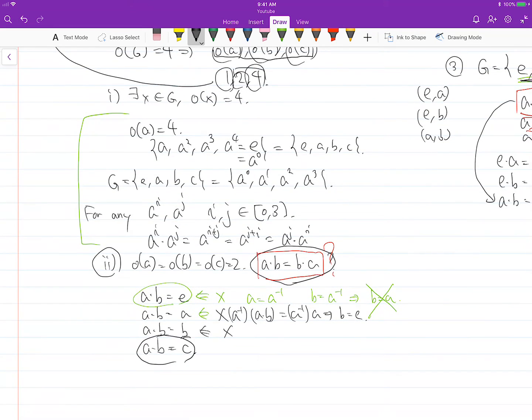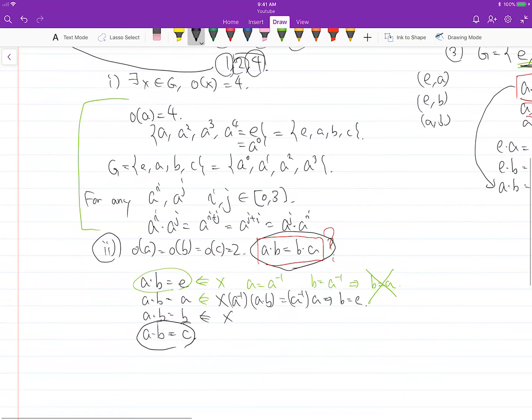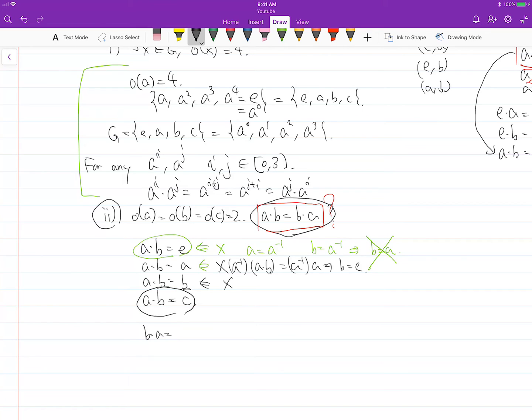So basically what happens is if you take two non-identity elements and multiply them, you get the third one. You can apply the exact same argument for B times A. For each of E, A, B, C, you can check if B times A would be equal to that, and you will get to the conclusion that B times A equals C. So now we have A times B equals C, and B times A equals C. So we have A times B equals B times A. And then the exact same argument can be applied to B times C and A times C. So we show that this would be abelian.